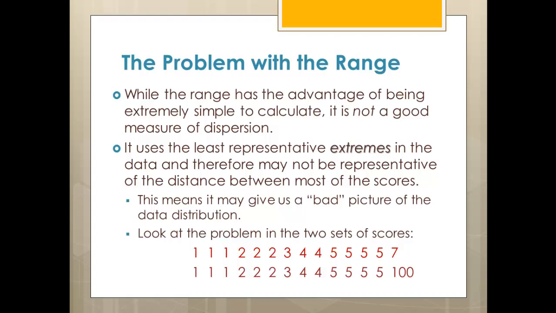So 6 versus 99, it's quite clear that one group is more heterogeneous and one is more homogeneous than the other. But if you look at all the scores in the data and consider every score, they're pretty much similar to one another except for that one little itty-bitty score. And so the problem with the range is it takes the least representative scores and gives you a distance. It doesn't take into consideration every value in the data distribution.